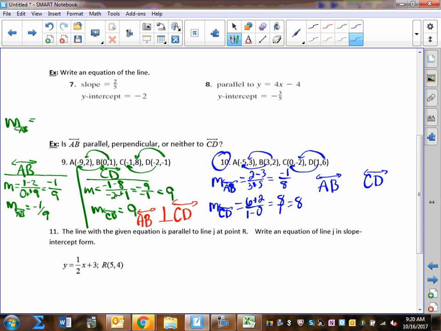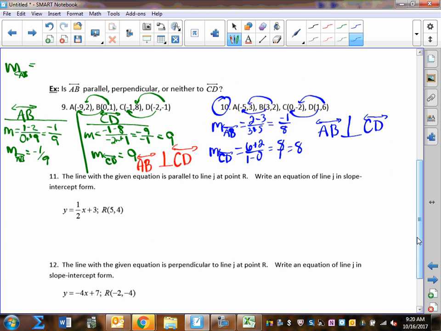Alright, for line AB, did we get a slope of negative 1/8? And CD a slope of 8? Okay, so are they parallel, perpendicular, or neither? Good, perpendicular. Two perpendiculars. Good. Any questions on that?